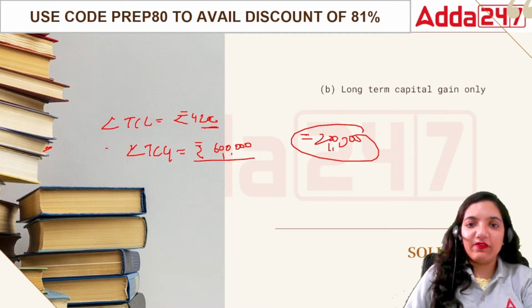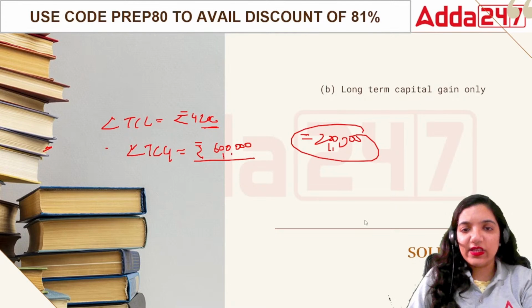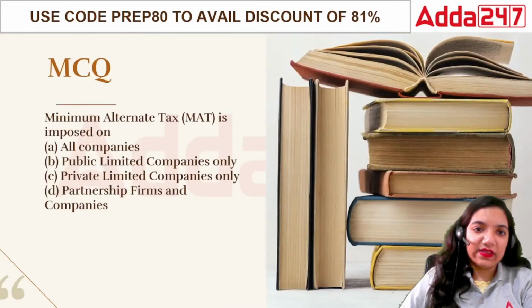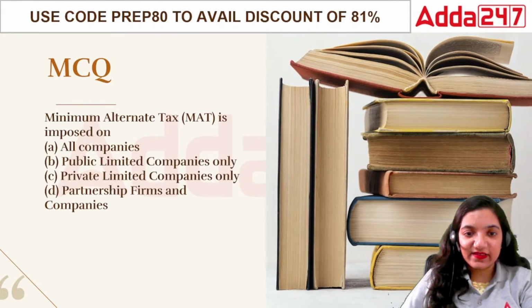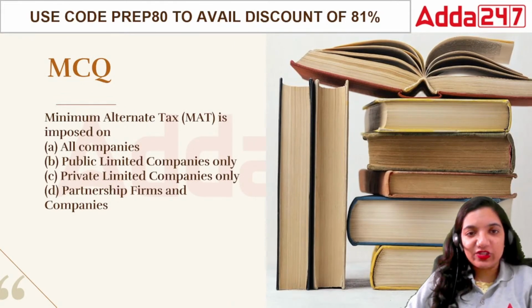Okay, so let's move on, everyone. The next question is this minimum alternate tax. We had a question on this minimum alternate tax in the previous class as well, but the question was different.